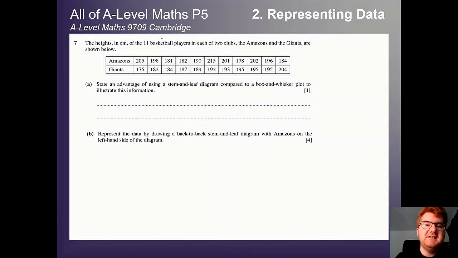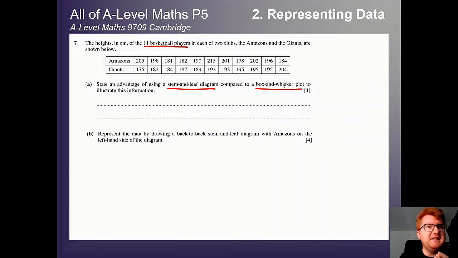So we have the heights in centimetres of 11 basketball players for 2 clubs here, the Amazons and the Giants. So pretty big players here. As you can see, we have the data below. And we need to state an advantage of why a stem and leaf diagram would be better than a box and whisker plot to actually show this information.